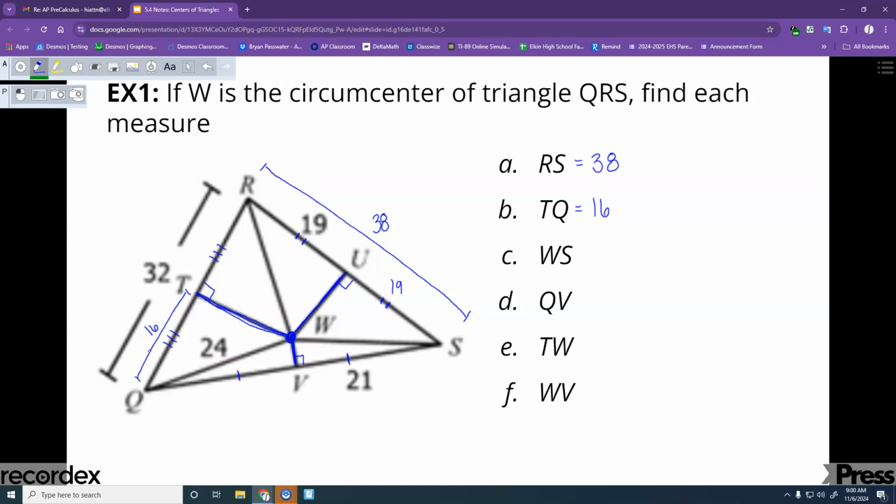Okay. All right. Then it asks me for WS. Any ideas on WS? Okay. How do you know it's 24? You're right. Very good. All of these sections right here, I didn't mark them earlier, mostly because I was getting so many things marked. All of those sides are equal to each other because they told us that the circumcenter is the same distance from the vertices. So since one of those is 24, they are all 24. So WS is going to be 24.